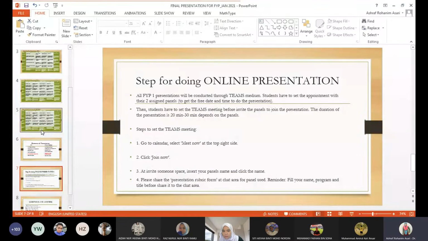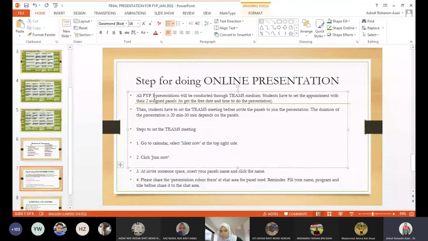Okay, this is the technical part. Let me give an example. You have to present in front of your 2 panels in week 15. So what are the steps you have to take, for FYP2? The medium is Teams, we stay with Teams. After you get the list of panels, you have to set the appointment with your 2 assigned panels. Contact them.